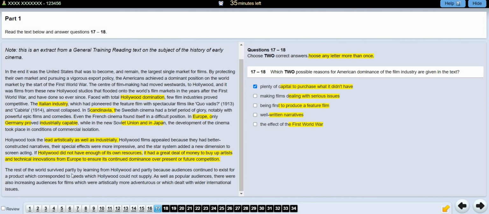Okay. So the rest of the world survived partly by leaving Hollywood, making films dealing with serious issues. No, nobody made films with serious issues. Hollywood had better constructed narratives and more impressive special effects, but they were not dealing with serious issues. So that's the wrong one. This is not the one we're looking for.